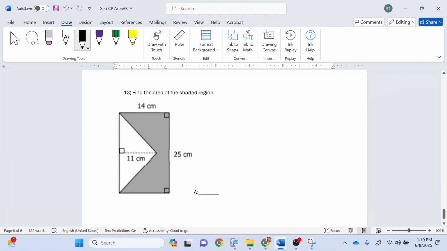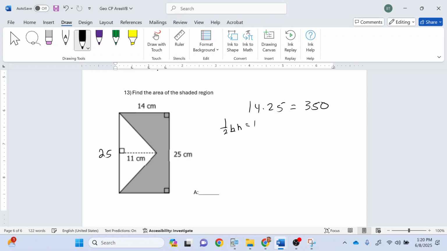Here, to find the area of the shaded region, we want the area of the big area, which is 14 times 25. The area of the big space, 14 times 25, is 350. Great. Now we want the area of the small area. If I know that side is 25, I know this side is 25. And the area of a triangle is 1/2 base times height. I don't know how I got that mixed up. 1/2 base times height. There you go.